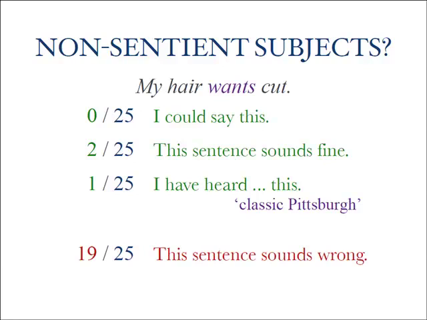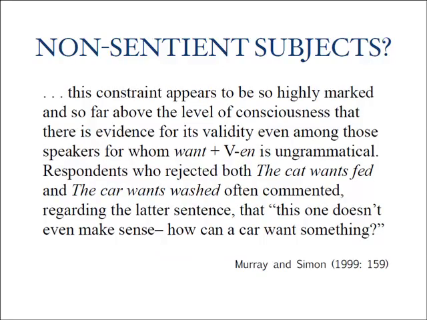And in fact, yes, I had a lot of people say, this sentence sounds wrong. Right? So people didn't like it. And Murray and Simon, who studied this, made this comment when they asked people. They said this constraint, the constraint against having something inanimate or non-sentient with want, appears to be so highly marked and so far above the level of consciousness that there's evidence for its validity even among those speakers for whom this construction is ungrammatical. Right? And people said things like, this doesn't make sense, how can a car want something?